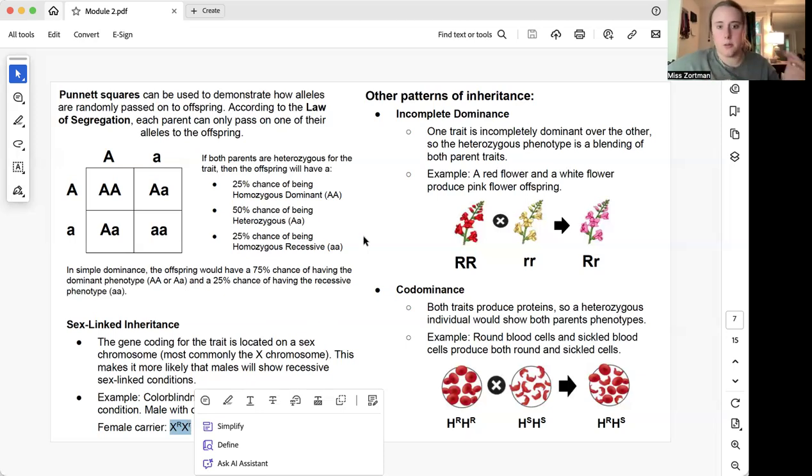It's tricky with the X and Y. So sex-linked isn't necessarily codominance. I wouldn't think that way. It's just normal dominance, like the one that I talked about first.